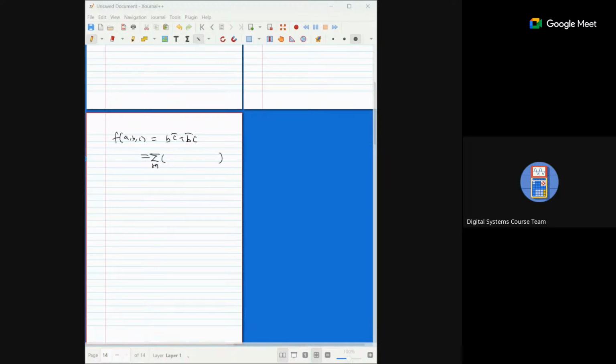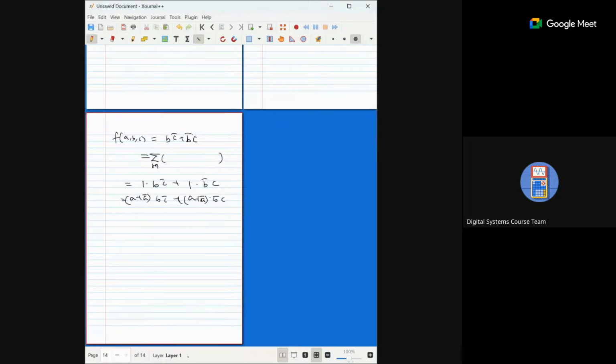Is everyone working? If yes, maybe I can continue. Otherwise, if you want the answer, I can start proceeding. So I was supposed to start with 1 dot of B C bar plus 1 dot of B bar C. Expand it: A plus A bar times B C bar plus A plus A bar times B bar C. Just give me 1 minute. Let me put the charger in front.